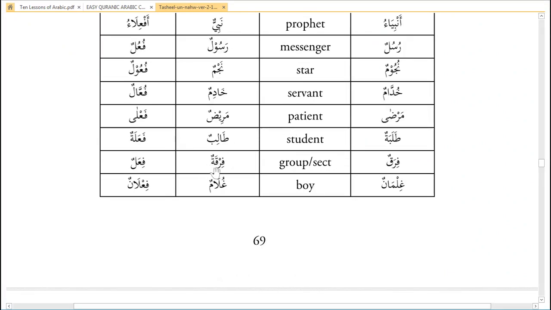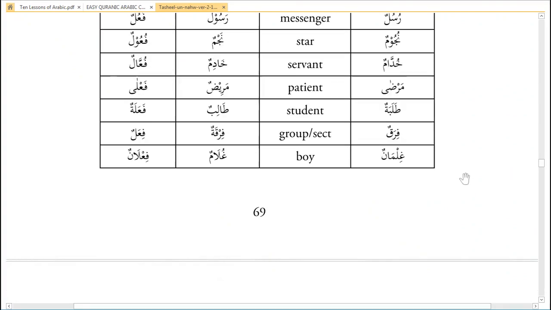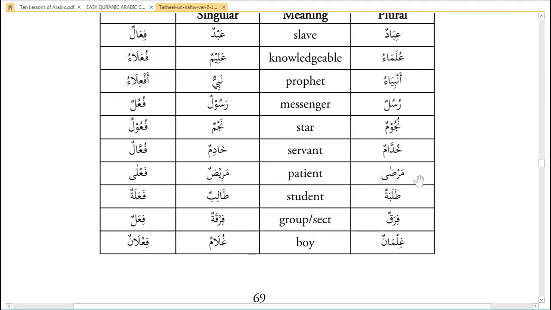So firqa, which is a group or sect. So fariqun, this is jama kathara. Ghulam, which is a boy. Ghilman is the wazn, which is jama kathara. And remember, jama kathara is 3 and upwards, and jama qilla is from 3 to 10. So remember all these awzans. If any word comes on this wazn, ibadun, ulama, anbiya, rusulun, nujumun, khudamun, marada, talabatun, firaqun, ghilmanun, remember it is a jama kathara. It's more than 3 and beyond 10.